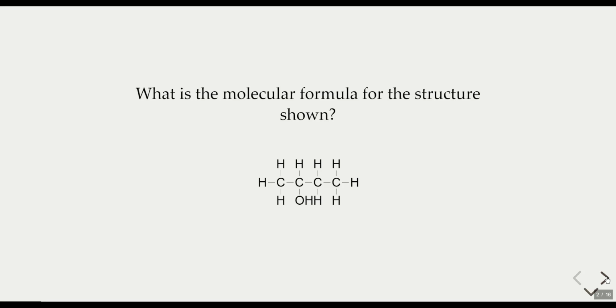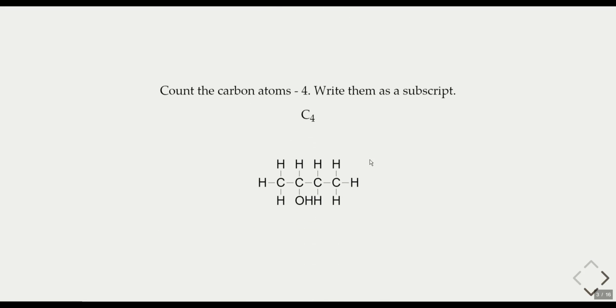So it looks like these questions are about showing you a two-dimensional structure, and from there you're supposed to figure out what the molecular formula is, that is, what kind of atoms are in this particular molecule and how many, written as subscripts. Pretty straightforward here. We just count the number of carbons. I see 4 of them. So we just write down the 4 as a subscript.